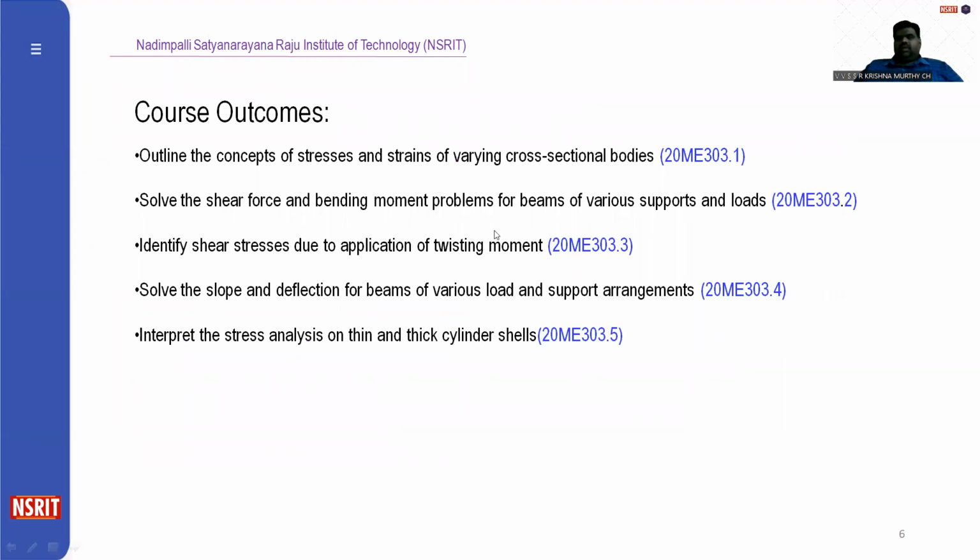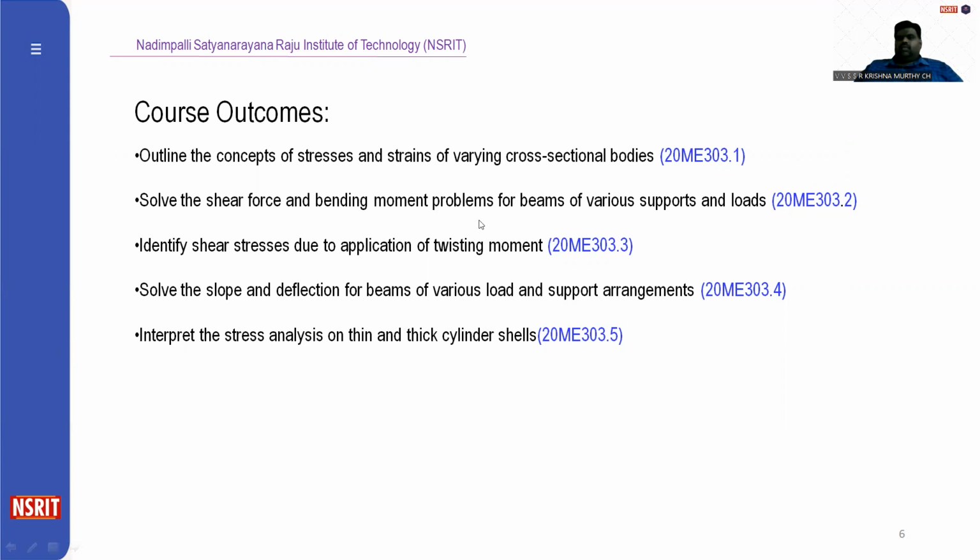So there are 5 outcomes. Outcome of a course is nothing but what you will be analyzing after the completion of this subject. We will be outlining the concept of stresses and strains of various cross-sectional bodies, and also you will be able to solve the shear force and bending moment problems for various supports and loads, and identify the shear stress due to application of twisting moment, solve the slope and deflection of various beams and support arrangements, and interpret the stress analysis in thin and thick cylinders.